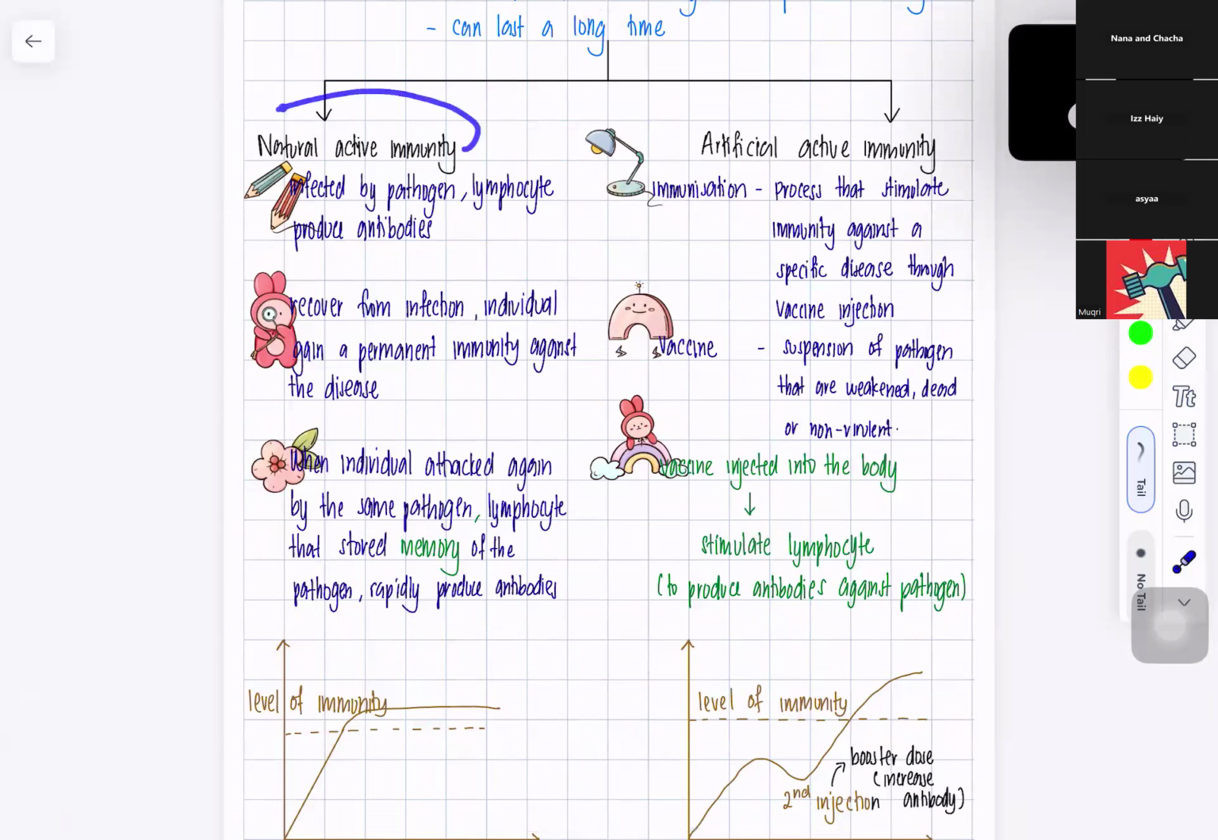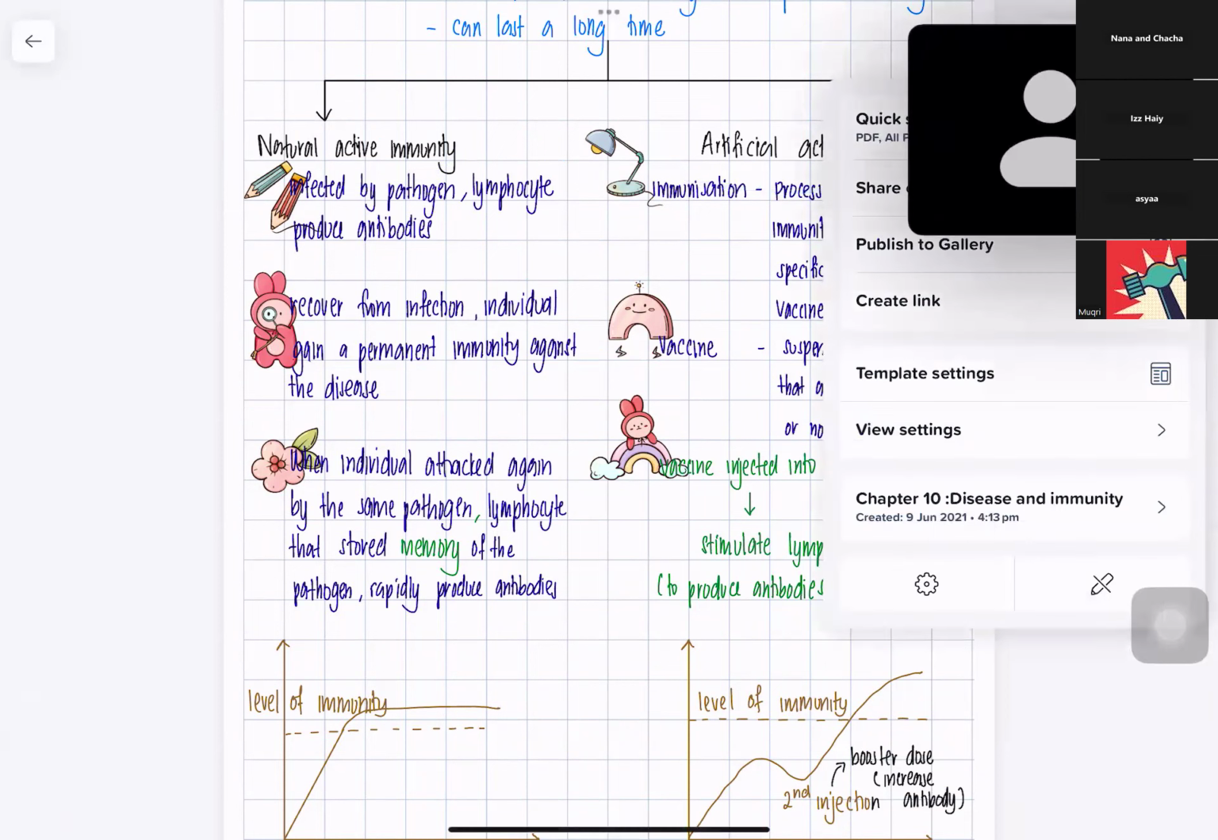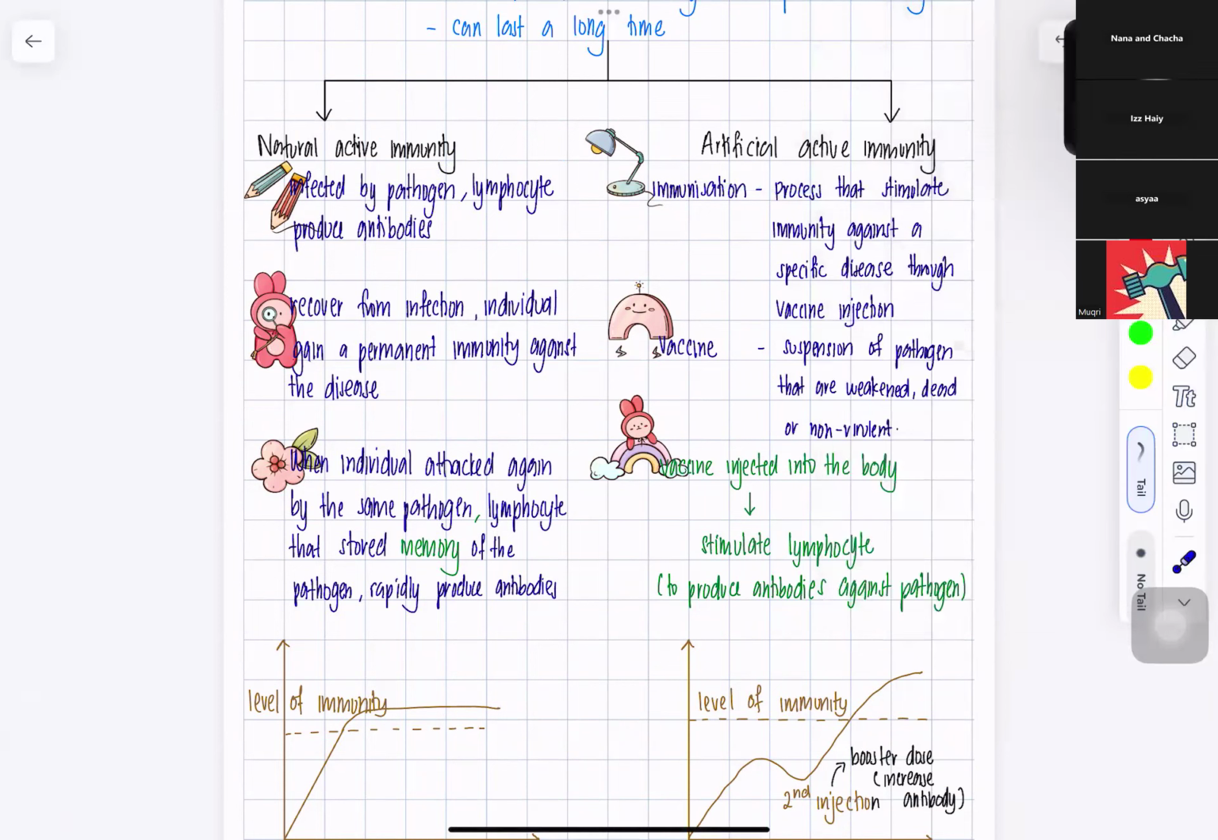Okay, so you have natural active immunity and artificial active immunity. Natural is infected by the pathogen, so lymphocyte produces antibody. What is a pathogen? It's a microorganism that can cause disease.